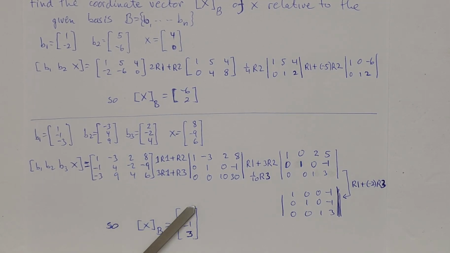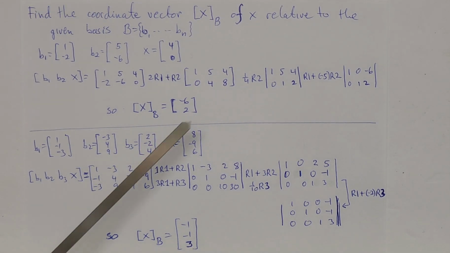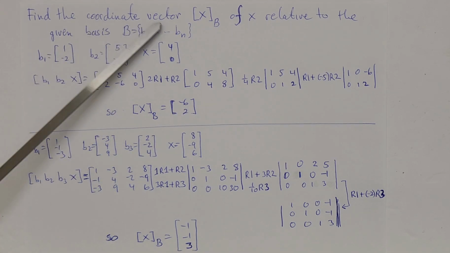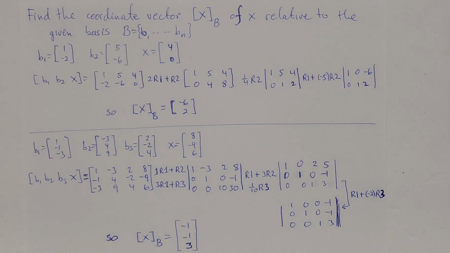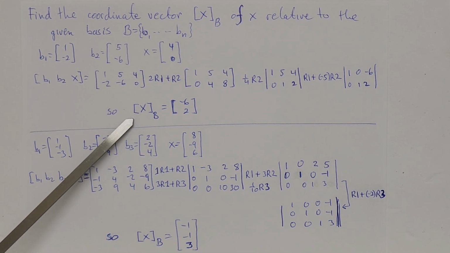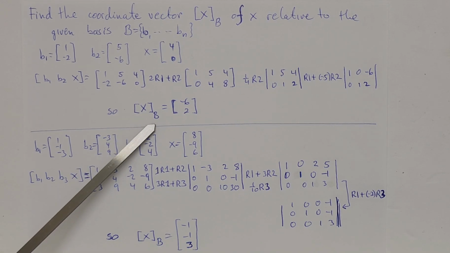Okay, so we know that this is true for this matrix, and we did earlier on the top that this vector is also true for this matrix. Okay, so this is how we find the coordinate vectors, and this is how we write coordinate vectors in bracket x subscript b.